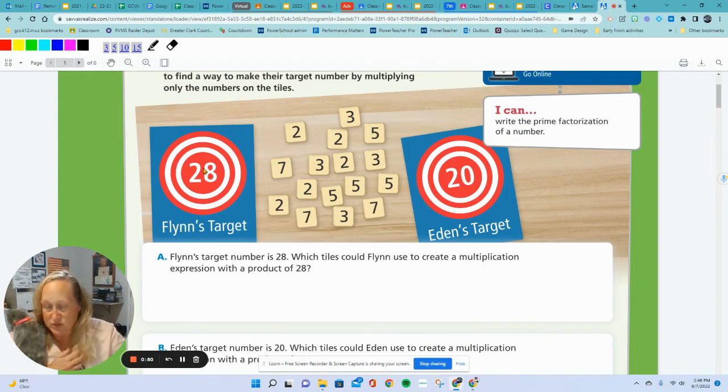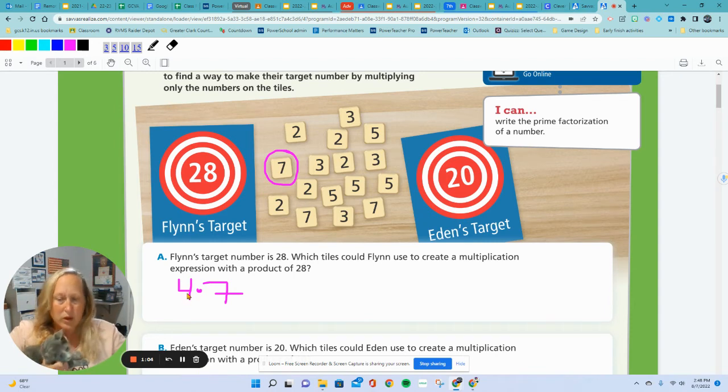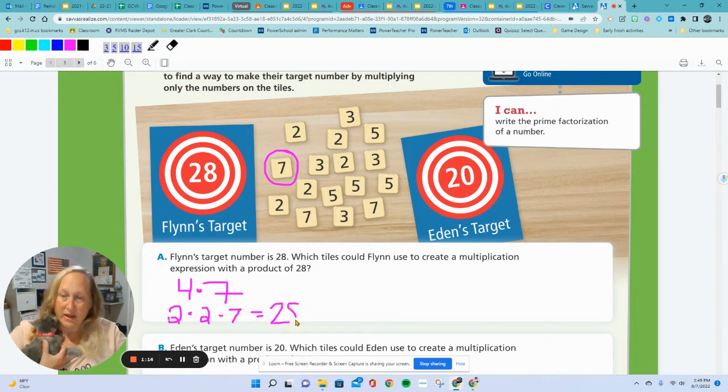So in order to make 28, the first thing that I think of is 4 times 7. But then when I look up here, there is no 4. There's a 7. So I have to do some problem solving to figure out how to make 4. Well, I know that 2 times 2 is 4. So if I do 2 times 2 times 7, then that will equal 28. So Flynn's number is 2 times 2 times 7. And I personally can't think of any other ways, but maybe you guys can.